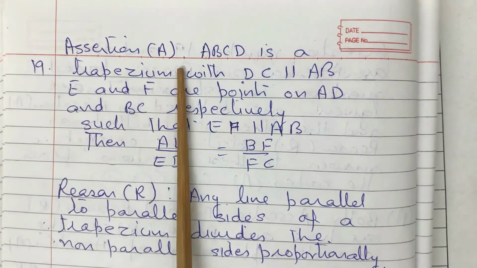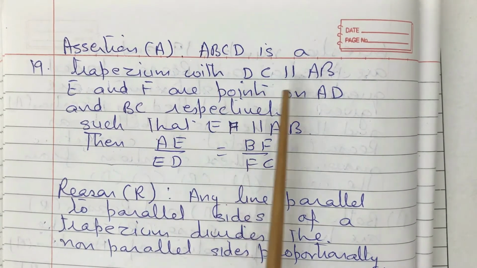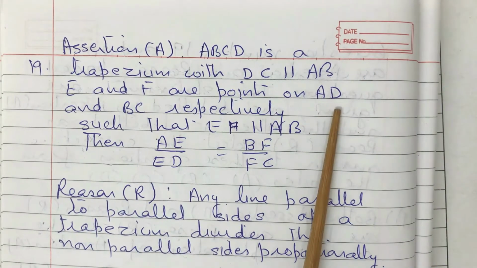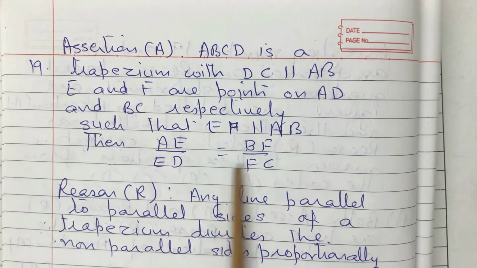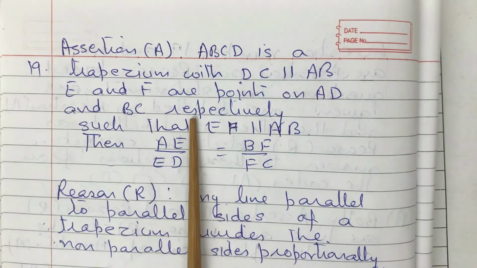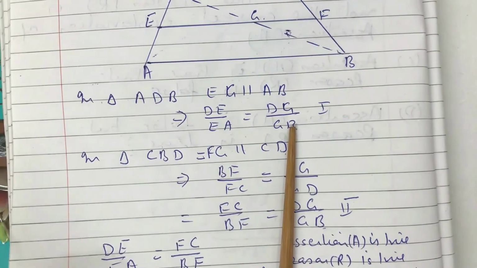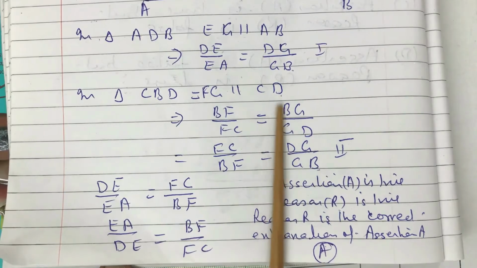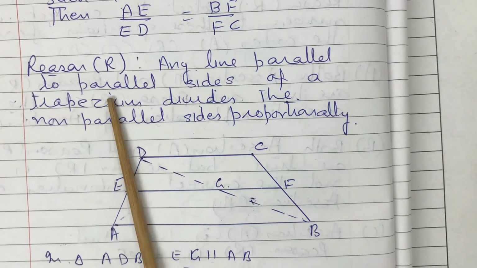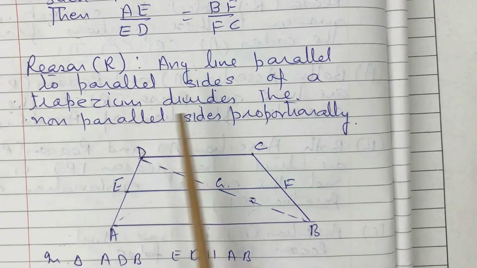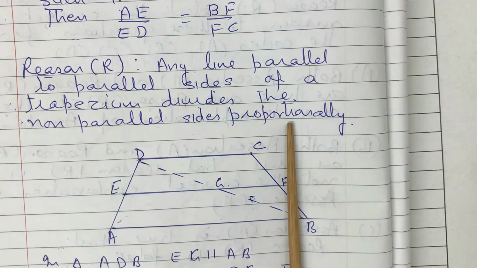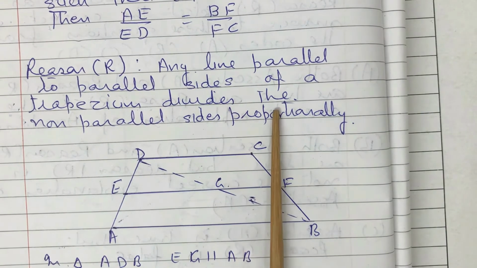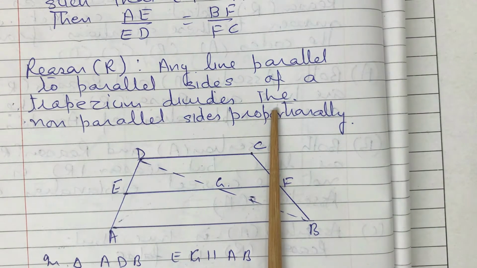Question number 19. Assertion A. ABCD is a trapezium with DC parallel to AB. E and F are points on AD and BC respectively, such that EF is parallel to AB. Then AE upon ED is equal to BF upon FC. Now this assertion A is a true statement. I have given the proof of this statement here. If you want to see the proof of it, you can check it from here. Reason R. Any line parallel to parallel sides of a trapezium divides the non-parallel sides proportionally. Now again, this is a true statement. Both are true statements, and reason R is a correct explanation of assertion A. So A is the option.